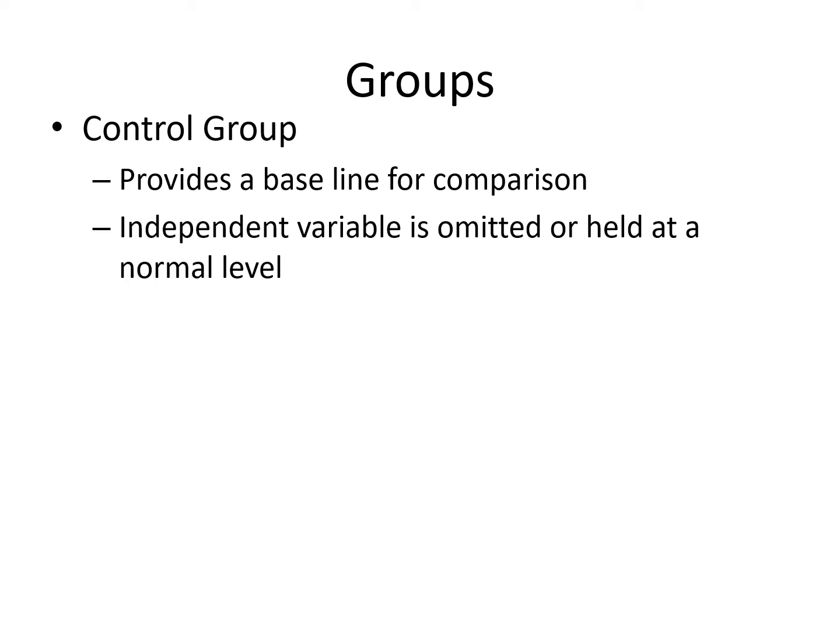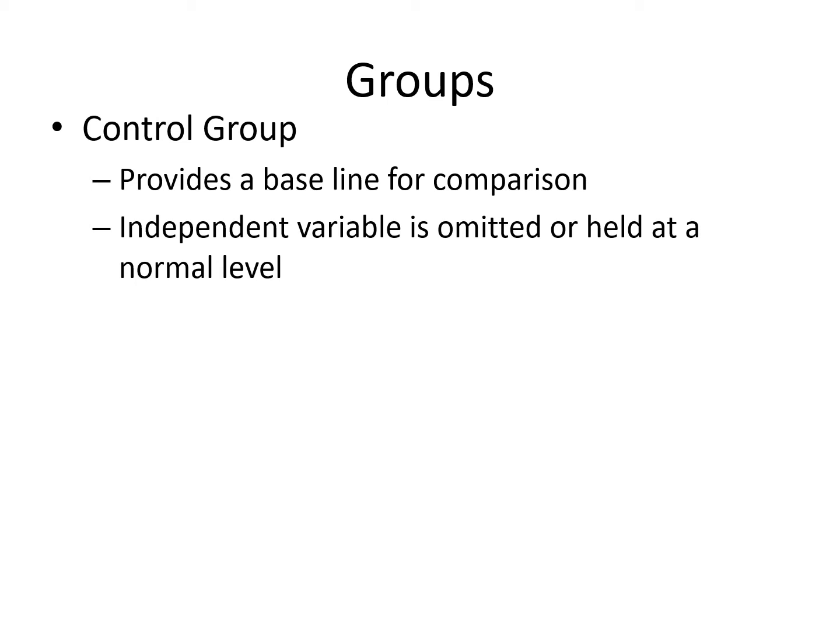So if the independent variable is something you can add, like adding fertilizer to a plant or adding vitamin to a diet, then the control group is the group of individuals who do not get the fertilizer or the vitamin, so you can see what the normal effect is.